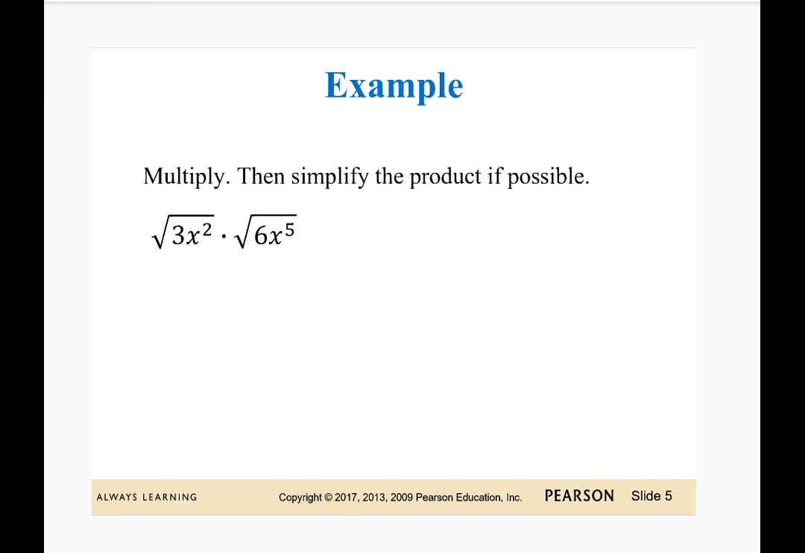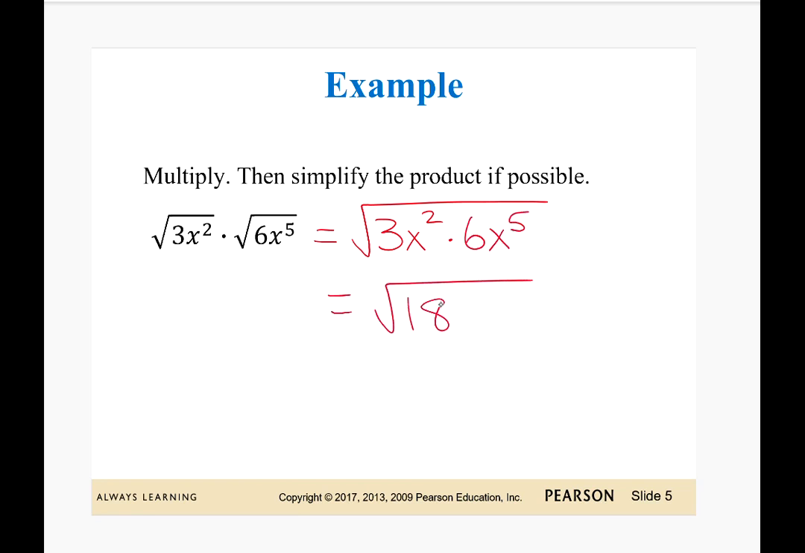This also works if you have variables in your radicands as well. So you're going to do the same thing. You're going to multiply those two radicands. So 3 times 6 is 18, and x squared times x to the 5th is x to the 7th. So we've done the multiplication.